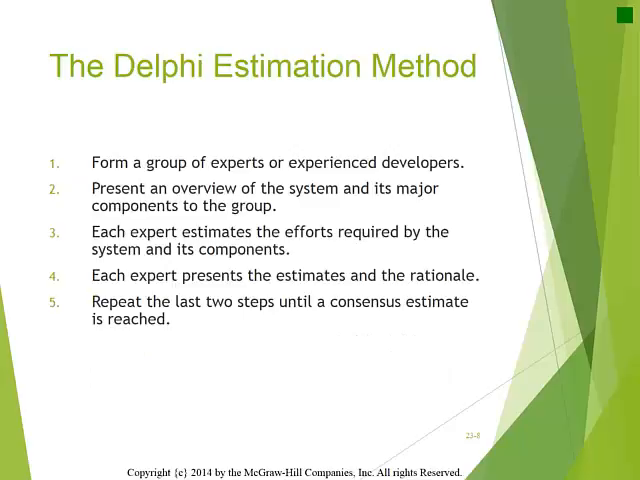The Delphi estimation method involves forming a group of experts or experienced developers. The system and its major components are described to the group. Each expert independently estimates the effort. Each expert presents the estimate and rationale behind the estimate. The last 2 steps are repeated until a consensus estimate is reached.